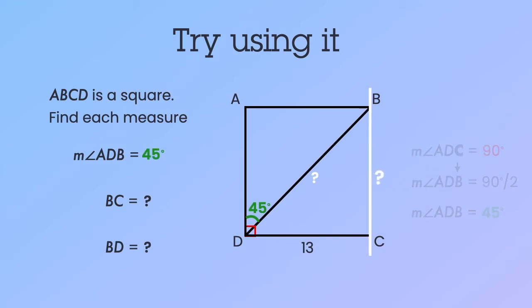BC is probably the easiest one for you because you are fairly familiar with squares and you know all the sides are congruent. So if the bottom side's 13, so is the right-hand side.